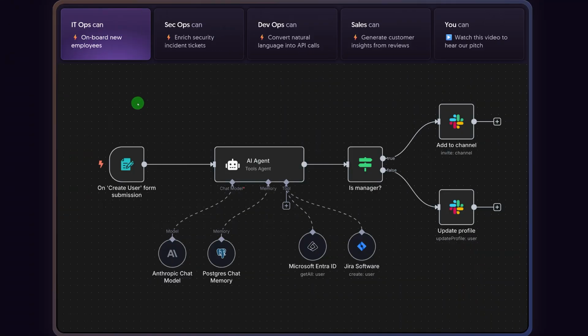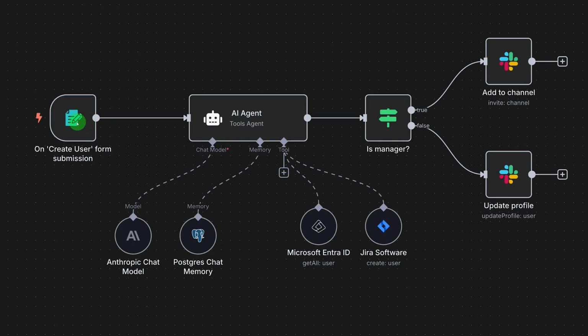Now, just for you to realize how powerful this solution is, let me show you a few real case scenarios. For instance, if you work in IT, you can onboard new employees without doing any manual work anymore. Create your trigger, send that information to the AI agent. From here, define your chat model, memory, and which tool you want to use. For instance, Microsoft Entra ID and Jira software. And then implement a condition, is he a manager, true or false, in which case you can either add this to your channel on Slack or update their profiles.